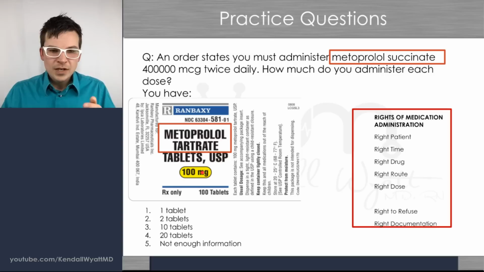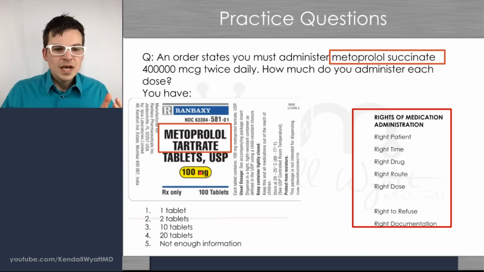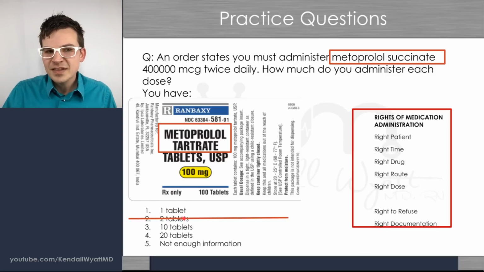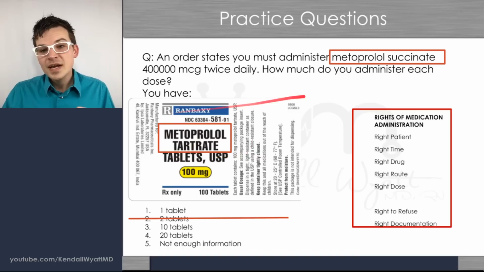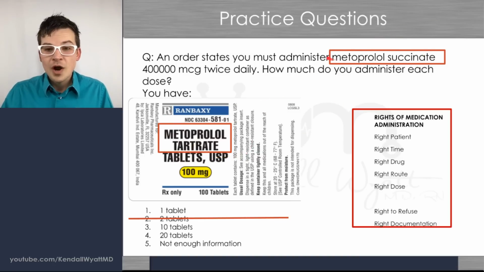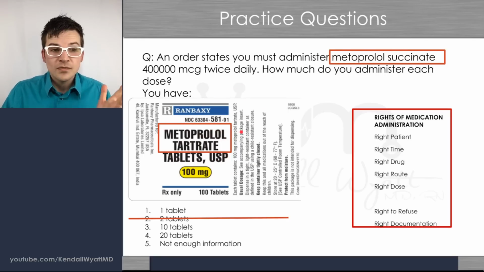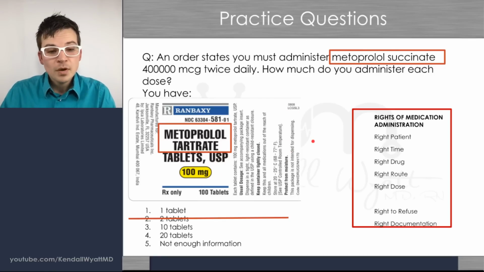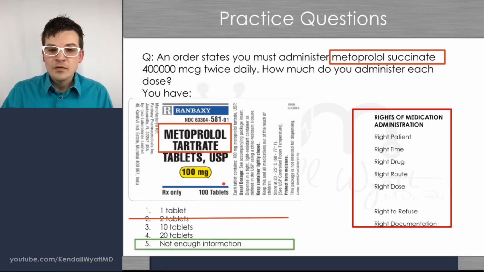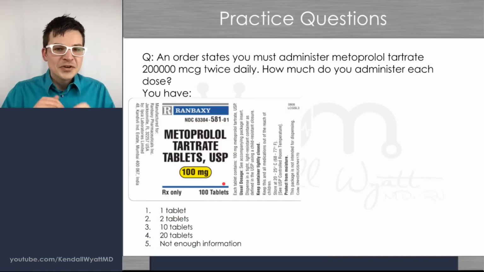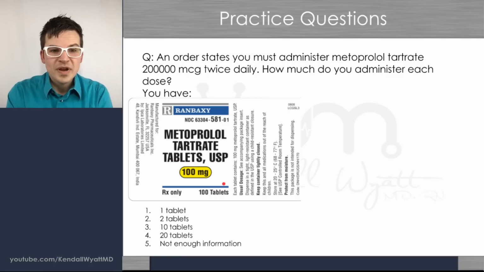Now, can you answer this question? No, you can't. Because if you picked 2 tablets, you did the right math, great for you, but you're wrong. Because you can't give the wrong medication. And actually, metoprolol succinate is a long-acting medication, and tartrate is a fast-acting medication of the exact same medication. They're just different formulations. So you would have doubled the dose of the patient. Bad for you. The answer is there's not enough information, or it's incorrect. That's what's important.